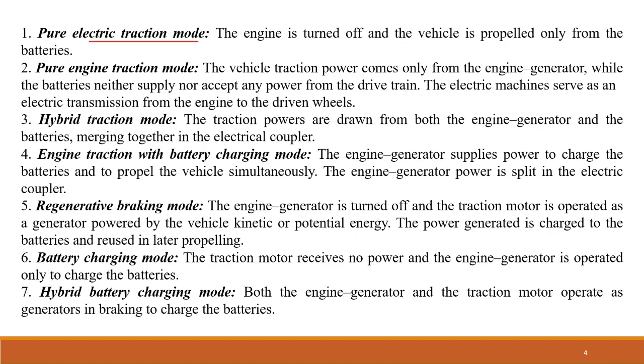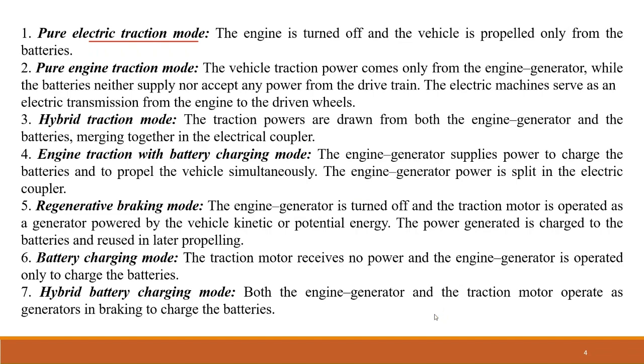In this mode, what happens? Both the engine generator and the traction motor, now acting as a generator, operate in the braking mode to charge the batteries. So the batteries are receiving the energy from the IC engine generator set as well as the energy during the regenerative braking. So both the traction motor and the IC engine generator set are simultaneously working in the hybrid mode to charge the batteries.